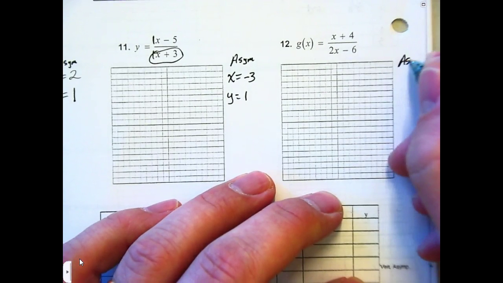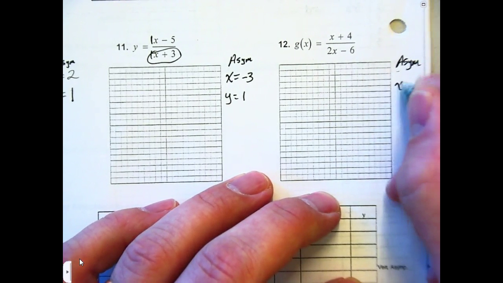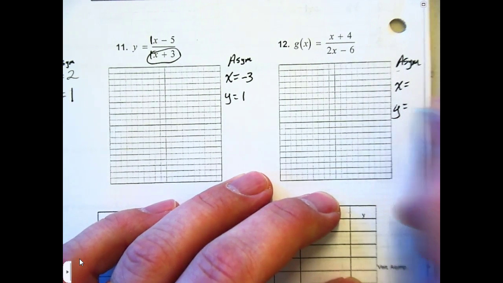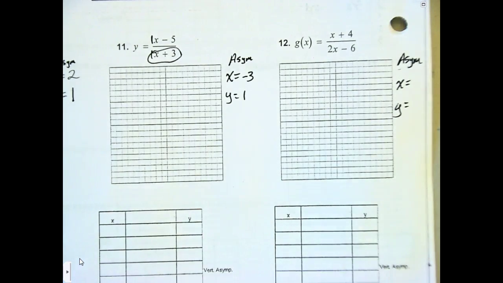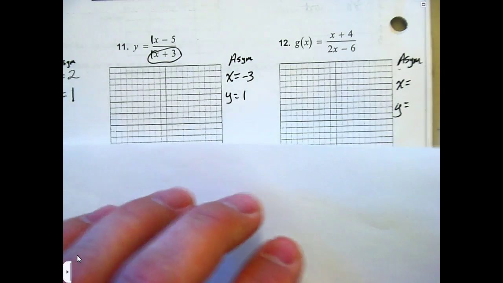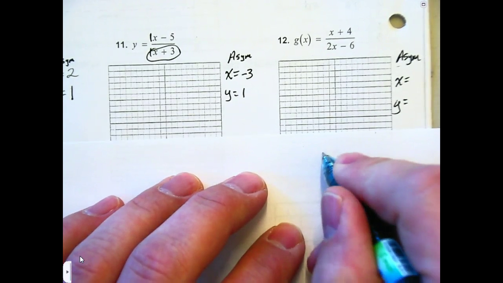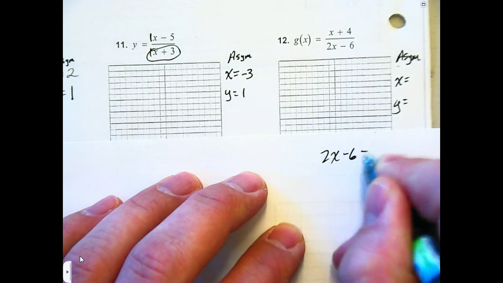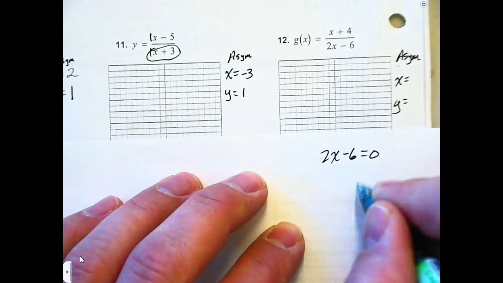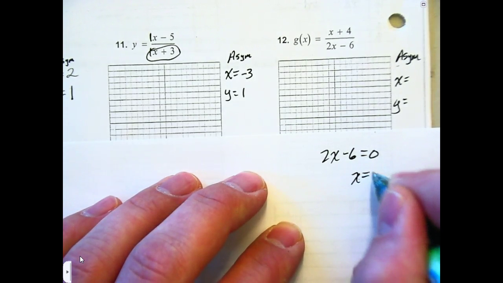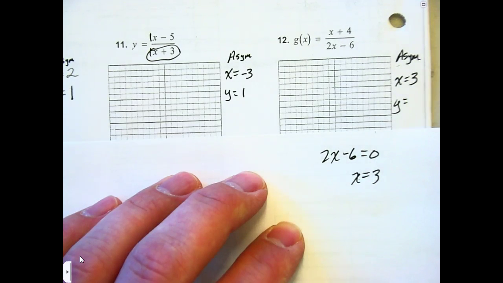All right? Go to number 12. List your x and y asymptotes. Okay, x is 2x minus 6 equals 0, the bottom. What's that? X equals 3. Y is?